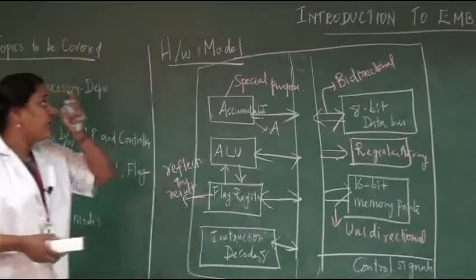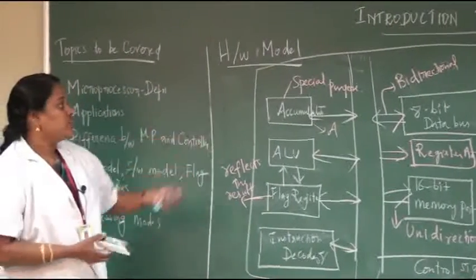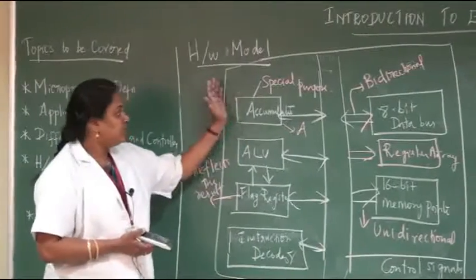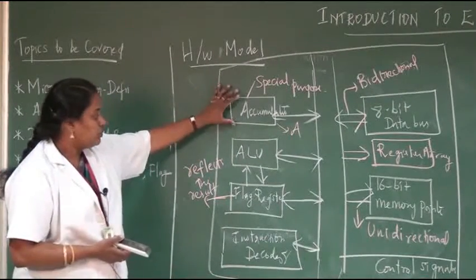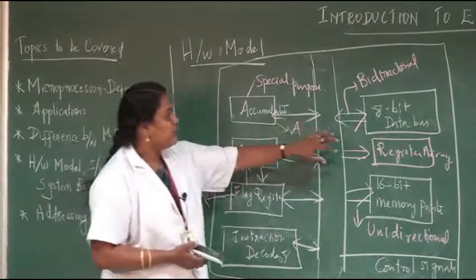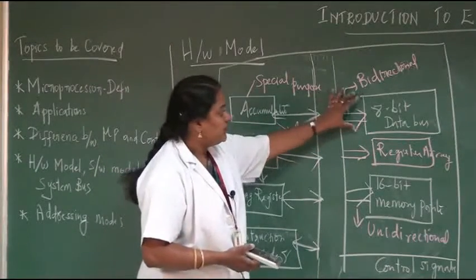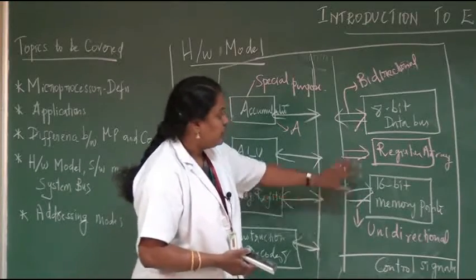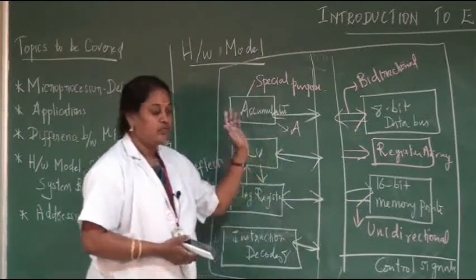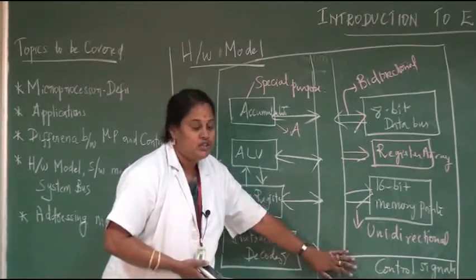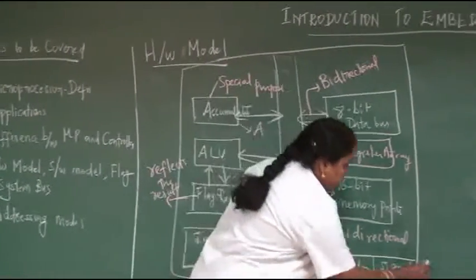So this is the hardware model of a processor. A hardware model of a processor includes two segments. One segment is going to include the accumulator, ALU, flag register, instruction decoder. The other segment includes the bidirectional 8-bit data bus, unidirectional memory pointer, and also the register array. Apart from this, the hardware components use control signals. The control signals are read or write.